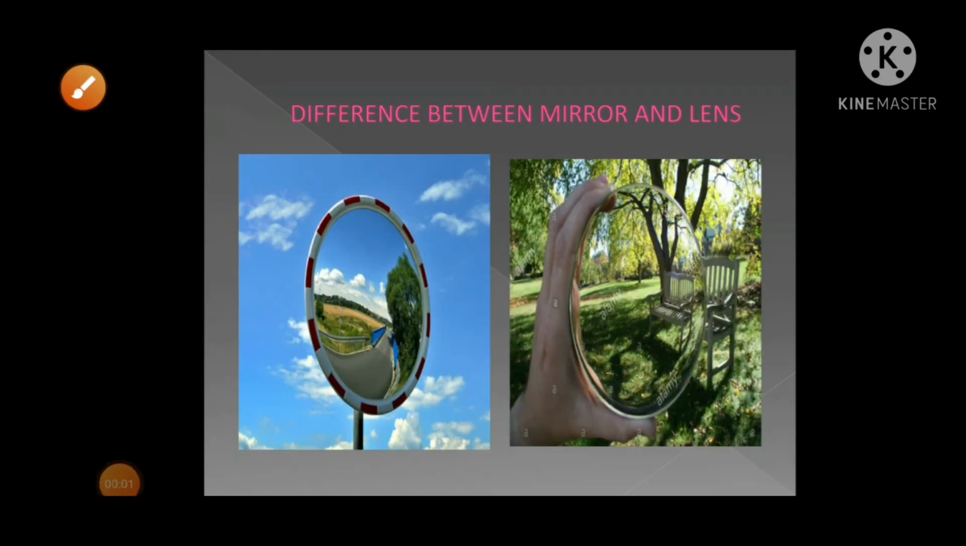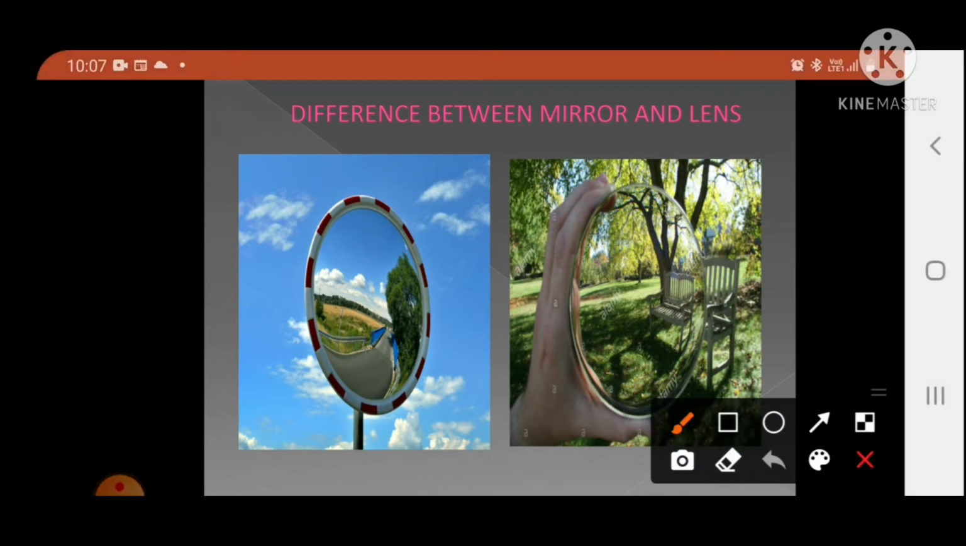Before studying about the lenses, let's find the difference between mirror and lenses. As you can see here, this is a mirror while this is a lens. Mirror is an opaque object, means you cannot look through it, while lenses are transparent objects. So that is the main difference between these two.